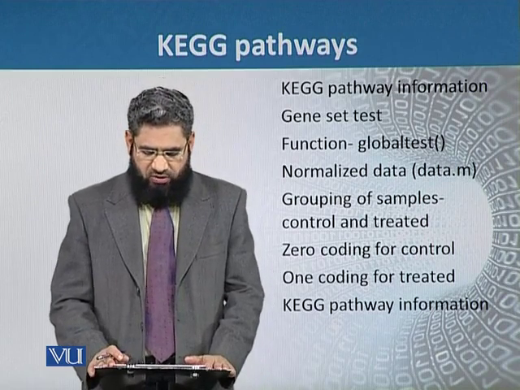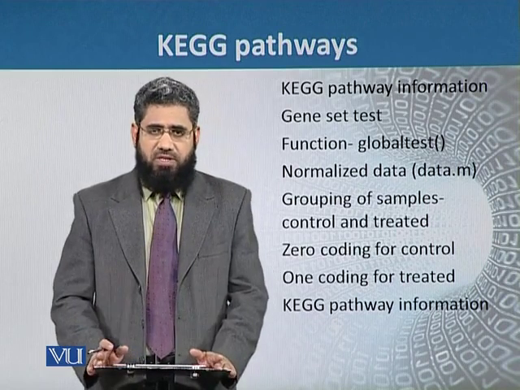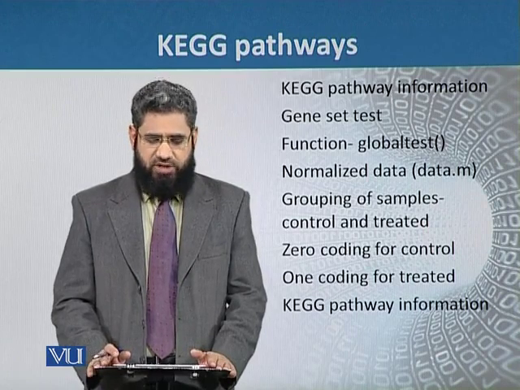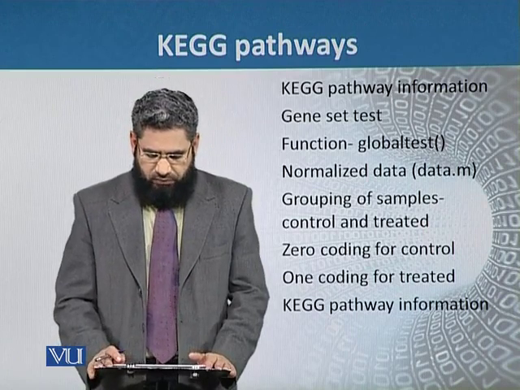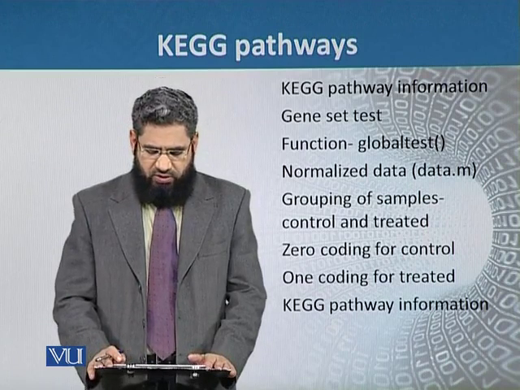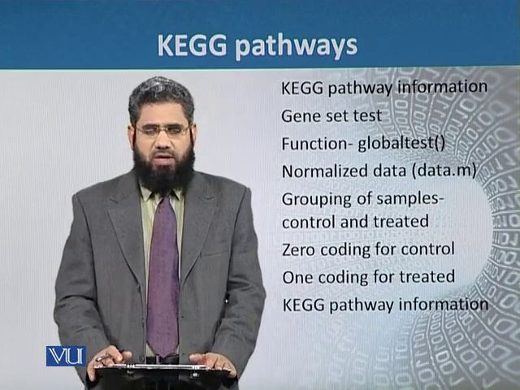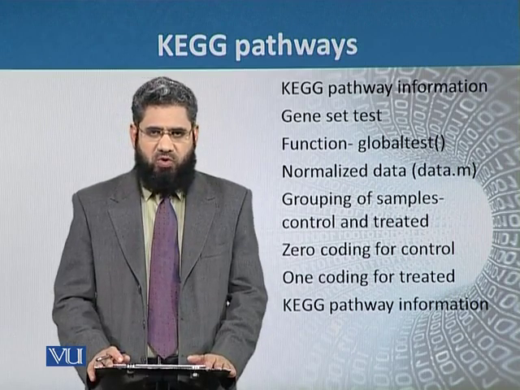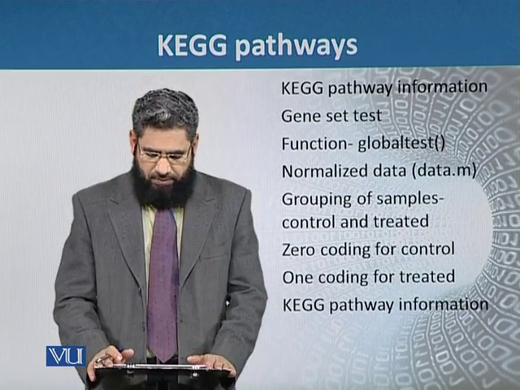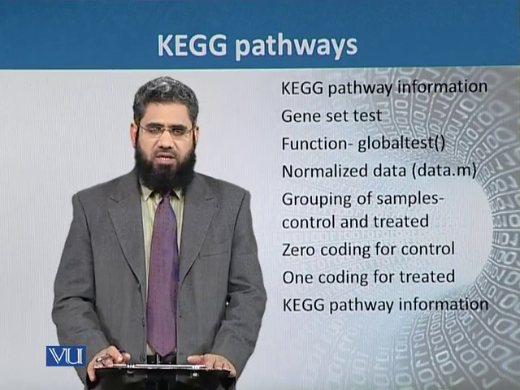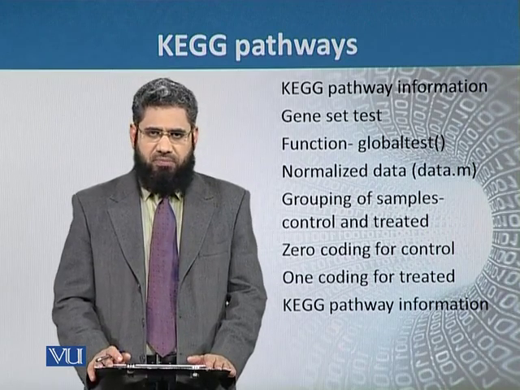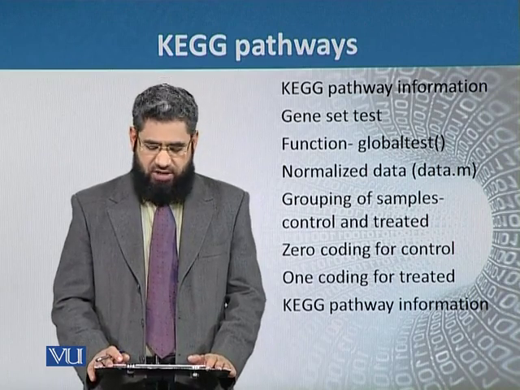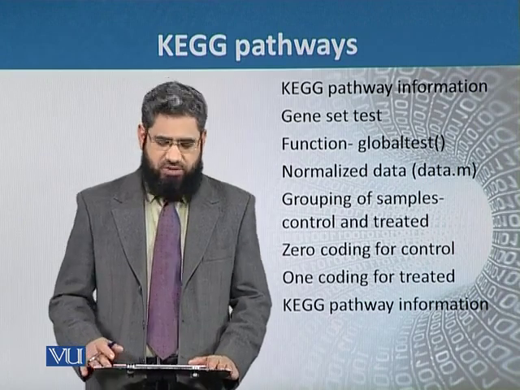Then we need the grouping of the samples. It means that we know which ones are the control samples and which ones are the treated samples. And then we need to allocate a number to the control and treated samples. For example, we allocate 0 for all the control samples, and then we allocate the number 1 to all the treated samples. And in this way we will get the KEGG pathway information.